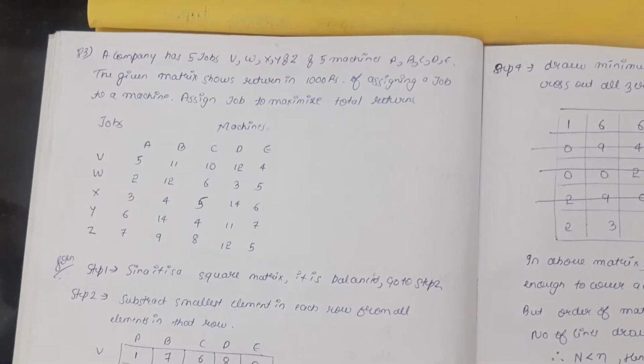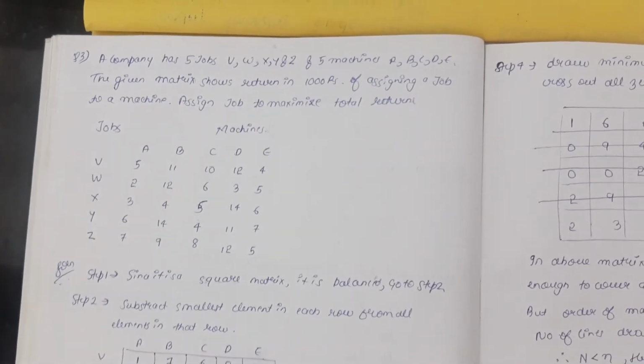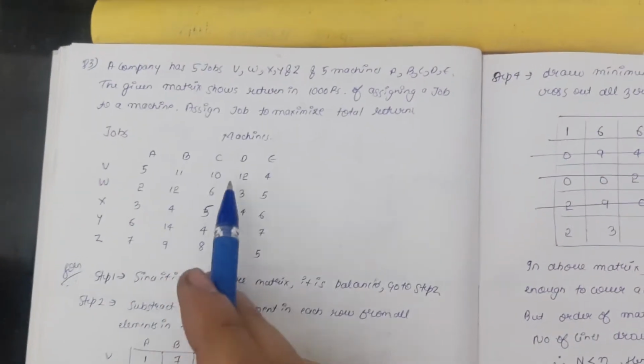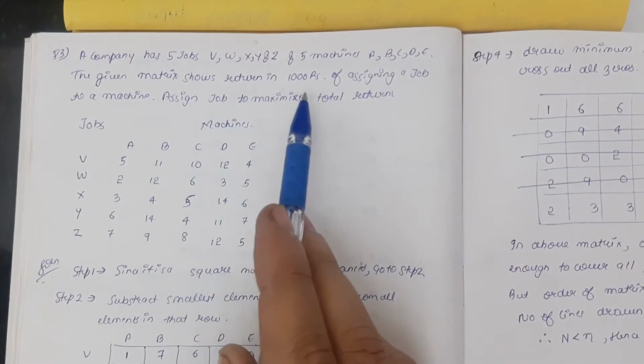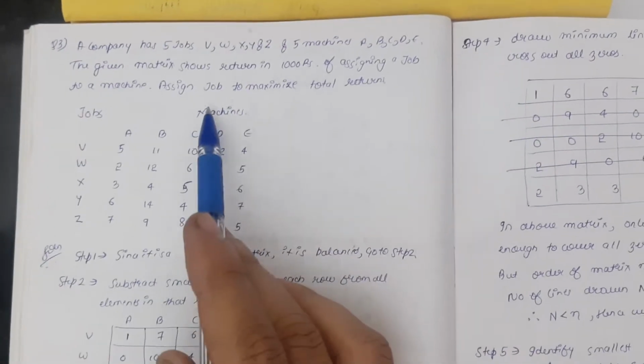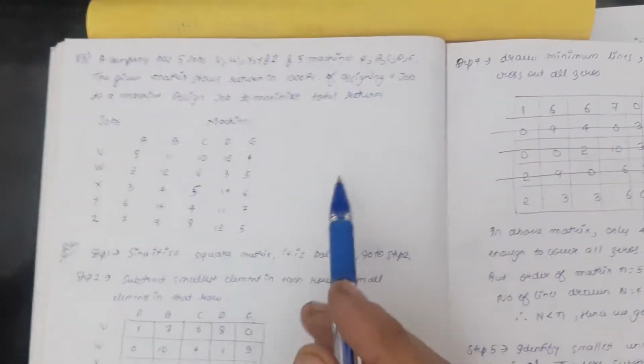Hello friends, here we have the question. A company has five jobs V, W, X, Y, Z and five machines A, B, C, D and E, and the given matrix shows the maximum return of 1000. So we need to assign jobs to the machines so as to get the maximum returns. I'll be explaining step by step.